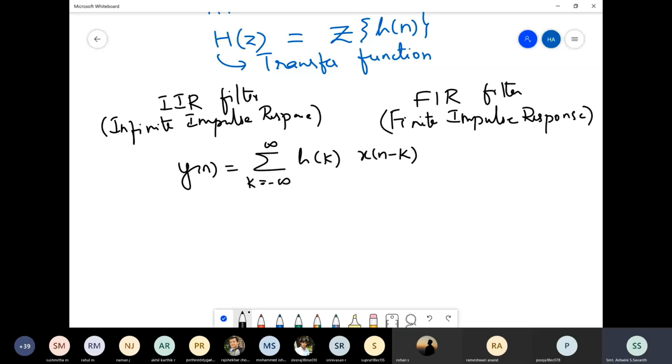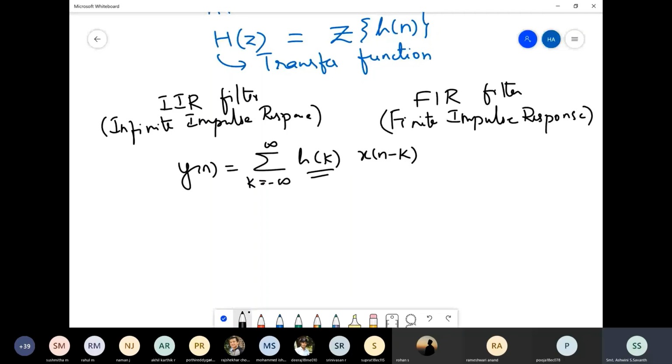Because we are trying to find the output, and you can relate the impulse response to the input and output using the convolution equation, right? Now, if the impulse response is of finite duration, then we call it an FIR filter, or a finite impulse response filter. On the other hand, if the impulse response of the filter is of infinite duration, then we call it an IIR filter, or an infinite impulse response filter. That's the major difference between the two. There will be a finite number of samples in the FIR filter, whereas an infinite number of samples in the IIR filter.